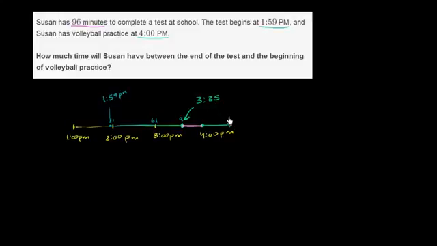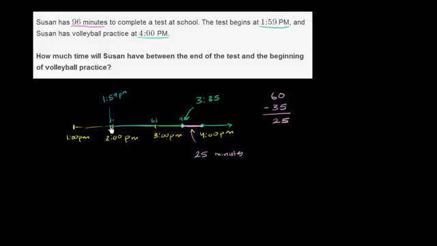And so now our question is, how much time is there between 3:35 and 4 p.m.? Well, once again, 60 minutes in an hour. 4 p.m. is essentially the 60th minute. So if we take 60 minus 35, we get 25. So she has a total of 25 minutes remaining after the test before she has to get to volleyball practice.